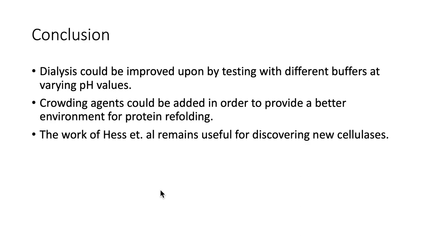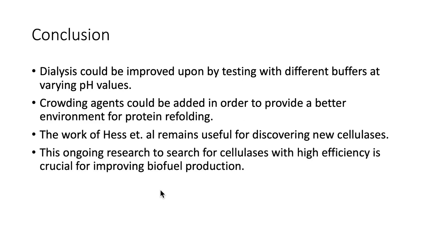And despite our unsuccessful attempt at characterizing these putative cellulase genes, the work of Hess et al. remains useful for discovering new cellulase because there were still thousands of genes waiting to be characterized. And this ongoing research to search for cellulase with high efficiency is still crucial for improving biofuel production on an industrial scale.